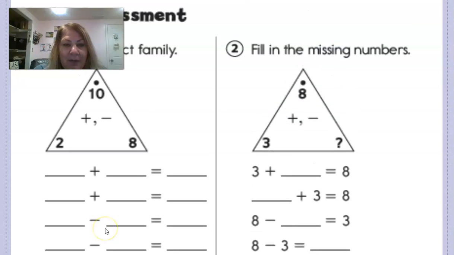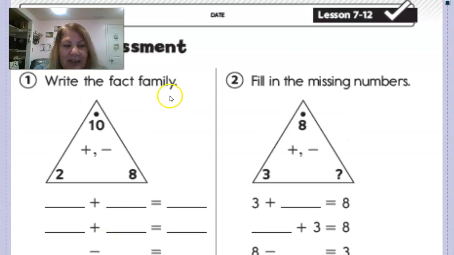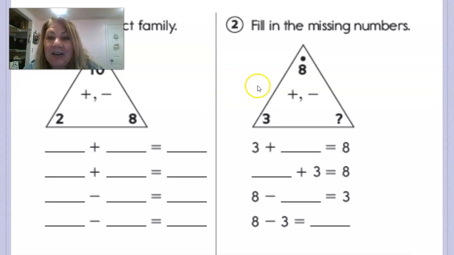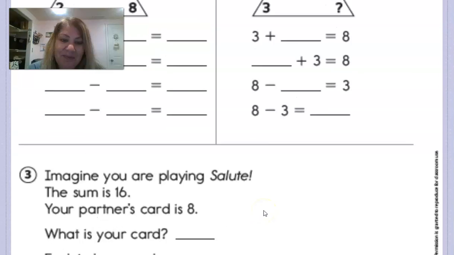So let's look back at what we're doing. We're writing the fact family, and you can do this just on a piece of paper. You draw your little triangle, put your 10, your 2, and your 8, and write the 4 number sentences that go with this little family. And then over here, we're going to do the same thing. We have somebody missing from the family. We have to figure out who's missing. And then we put it in here and we see if it makes sense. If it doesn't make sense, go back and try to refigure which number is missing.